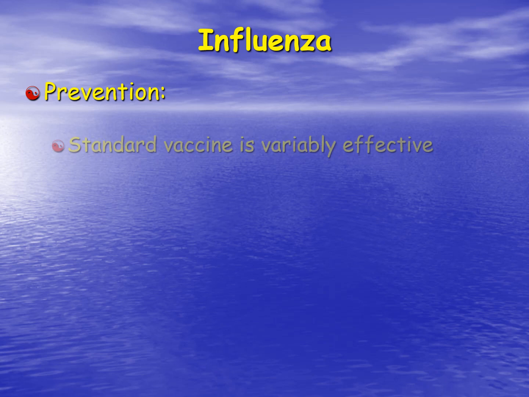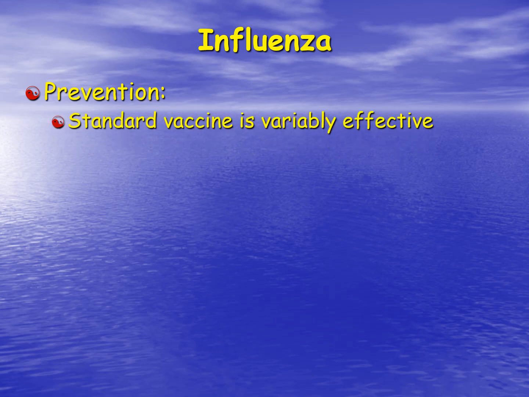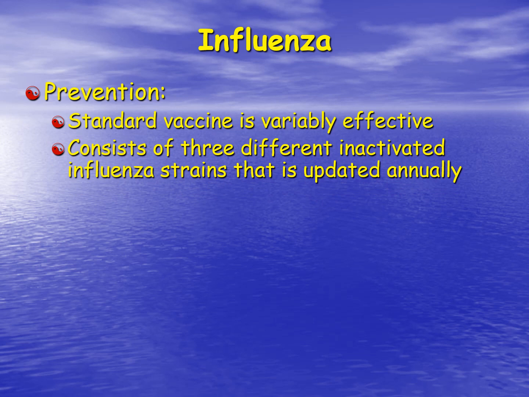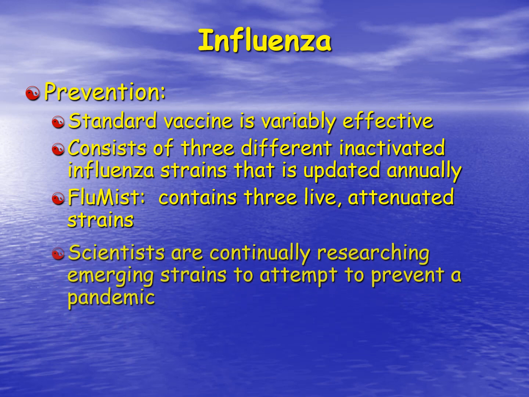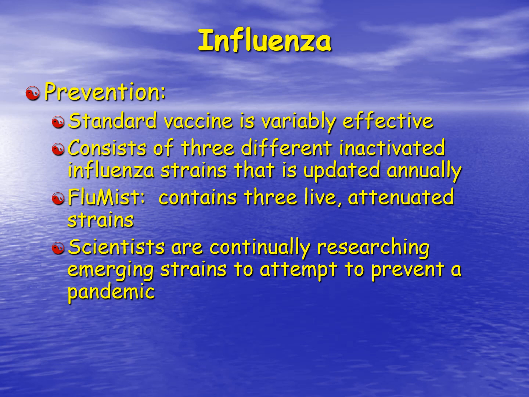So how do we prevent influenza? Wash your hands, wash your hands, wash your hands with soap and water. A standard vaccine has variable effectiveness. It consists of usually 3 or maybe 4, depending on the year, different inactivated influenza strains that are updated annually. And these are the 3 or 4 most common strains that were seen in the previous flu season. FluMist, which is the intranasal vaccine, contains 3 live attenuated strains. And scientists are continually researching emerging strains in an attempt to prevent a pandemic.